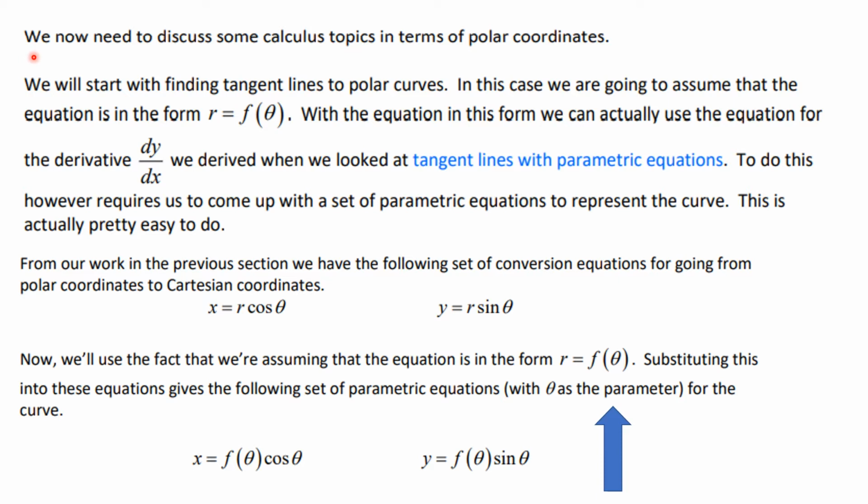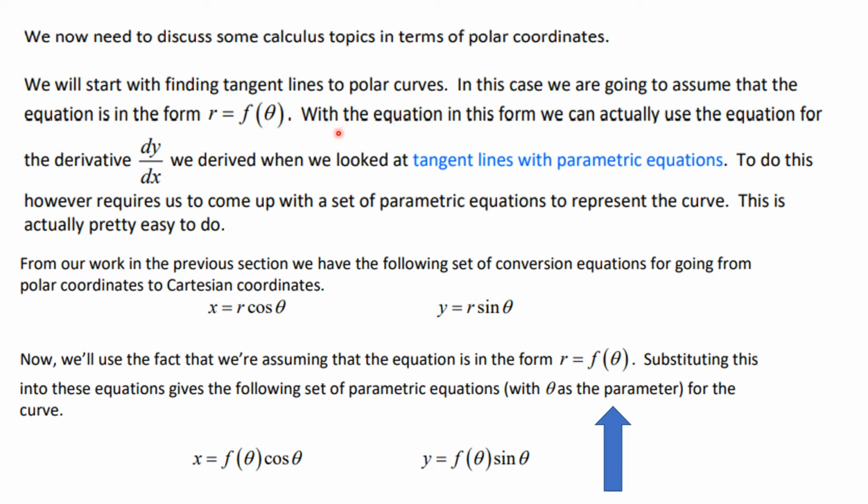We now need to discuss some calculus topics in terms of polar coordinates. We will start by finding tangent lines to polar curves. In this case, we're going to assume that the equation is in the form r equal f of theta. It's awfully easy to roll over this, but this is actually a huge assumption. You see, r won't always be a function f of theta, and even when it is, it won't necessarily be easy to put it into this form. So this is a huge assumption that r equals f of theta.